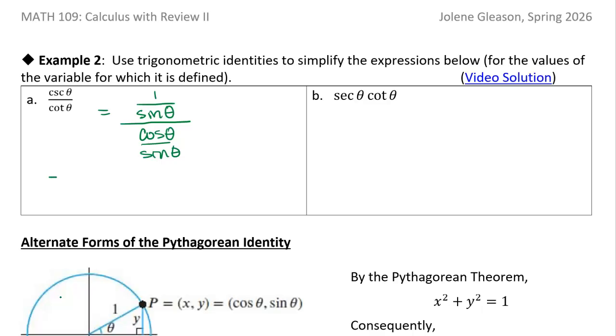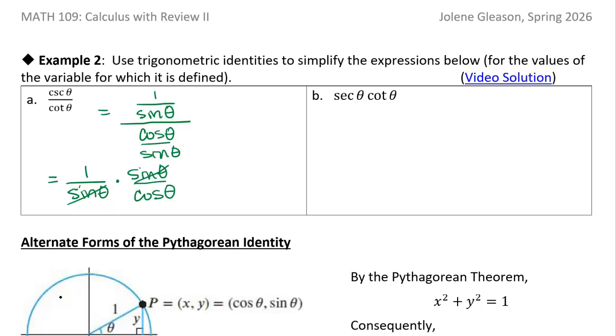I'm going to keep the numerator, 1 over sine of theta, and I'm going to multiply that by the reciprocal of the denominator, sine of theta over cosine of theta. Now notice if I multiply those out, I'm going to have a factor of sine in both the numerator and the denominator, so I can just cancel those out. Sine of theta divided by sine of theta is just 1.